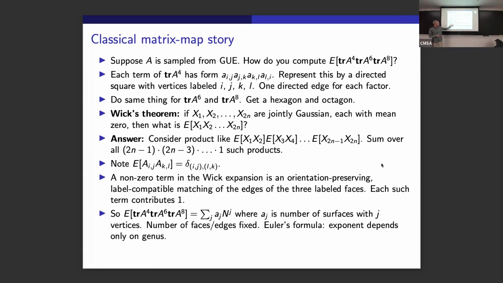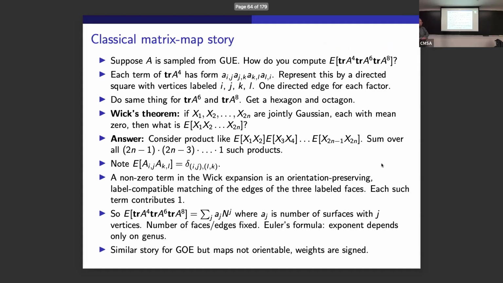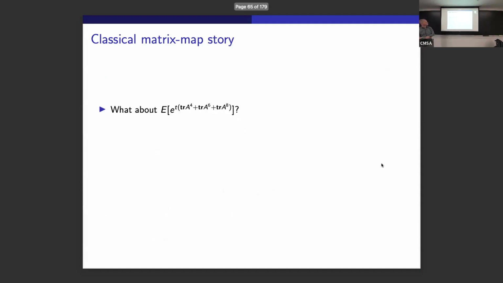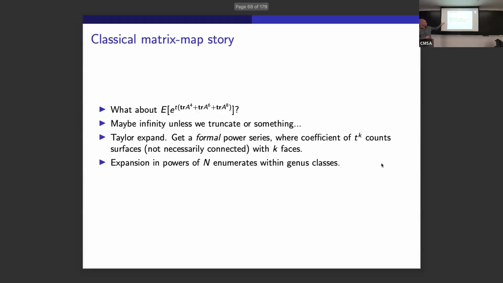So now this problem boils down to a problem about counting the number of surfaces you can make of different types. Okay, and there's a similar story for, say, the Gaussian orthogonal ensemble, where the maps become non-orientable, weights are not signed, and there are lots of variants for different groups. Okay, if I do E to the trace, then I could get a formal Taylor expansion where I get surfaces of various sizes.